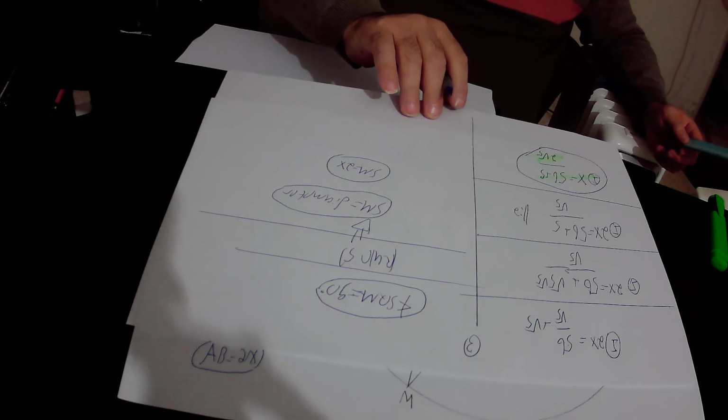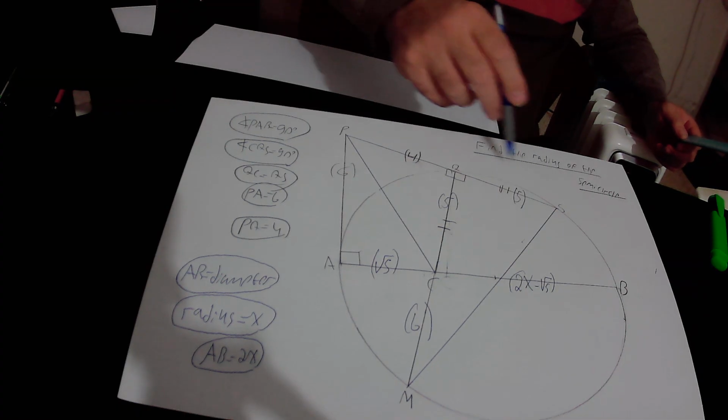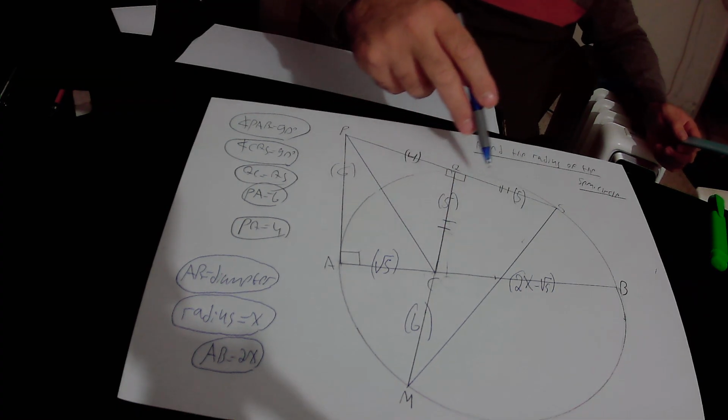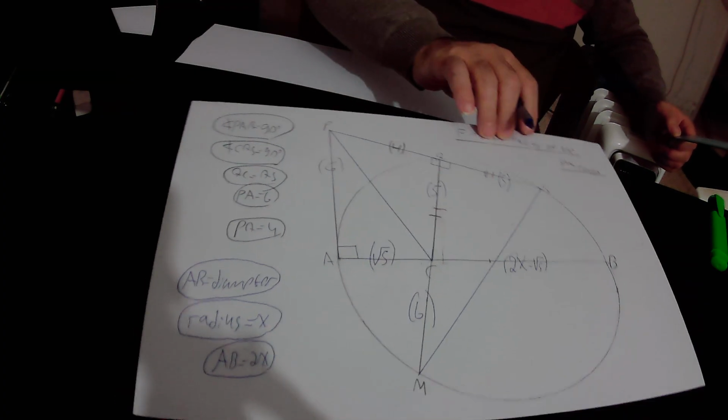In the next step, I will copy the right triangle, triangle SQM, onto a new page, and we will apply the Pythagoras theorem on this right triangle, triangle SQM.